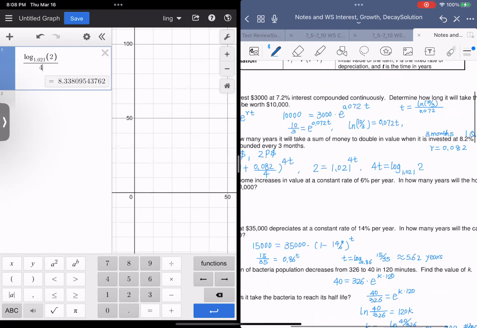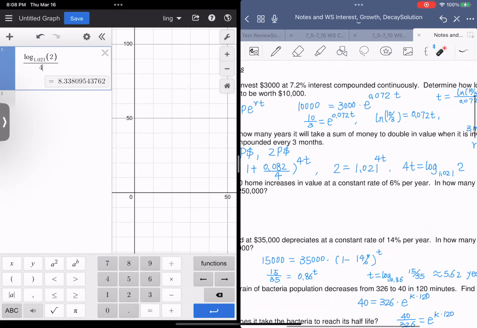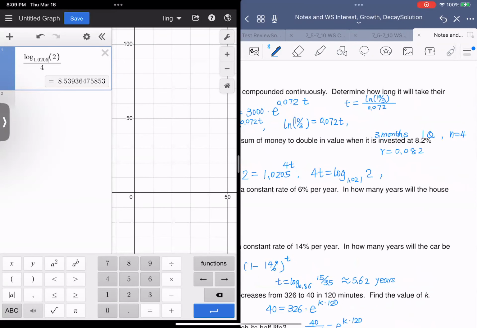Make sense? Yes. Oh yeah, that's true, my calculation here is a little bit wrong. It should be 1.0205, correct? Yes. Now I change this to 1.0205. Okay, so this is after 8.50 years.